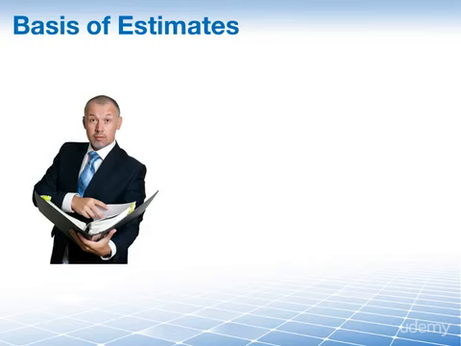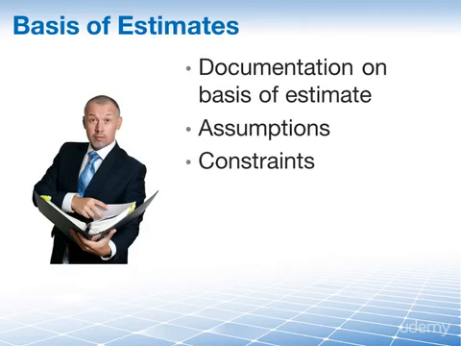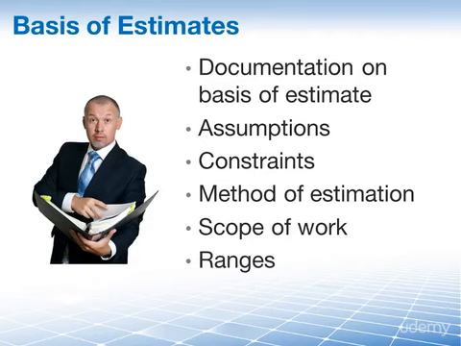How you document depends on your corporate requirements, and the supporting detail as part of the basis of estimates may include documentation on the basis of your estimates, the assumptions and constraints that you had, the method of estimation or how exactly your numbers were developed, the scope of work for the activity that is in question, and you should also mention any ranges. For instance, it will cost 2,000 euros plus minus 10%.